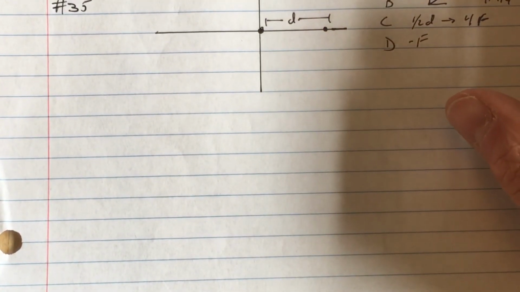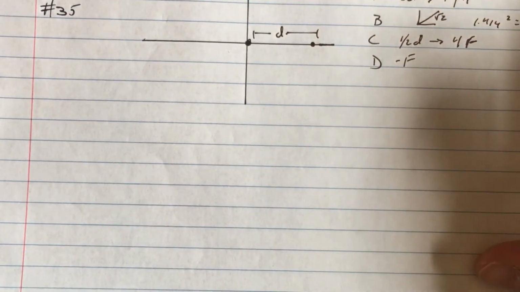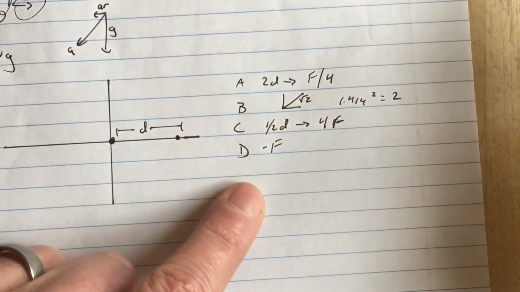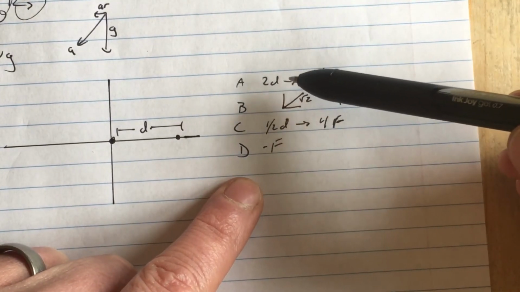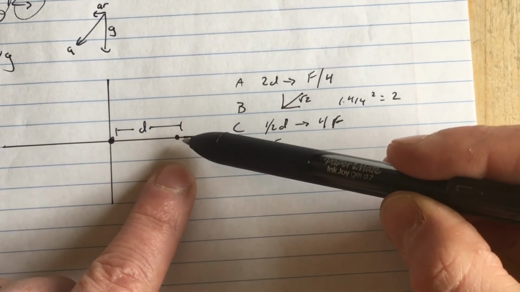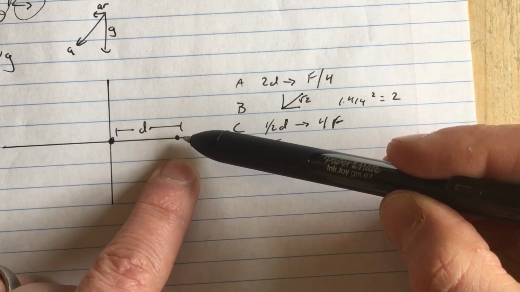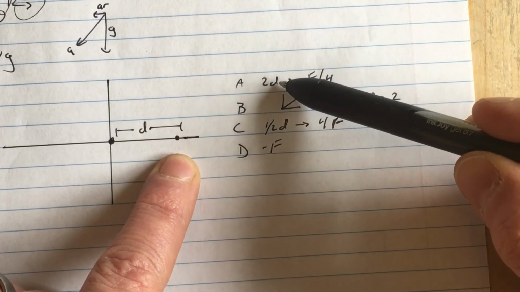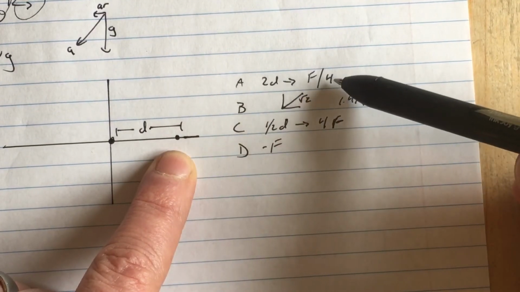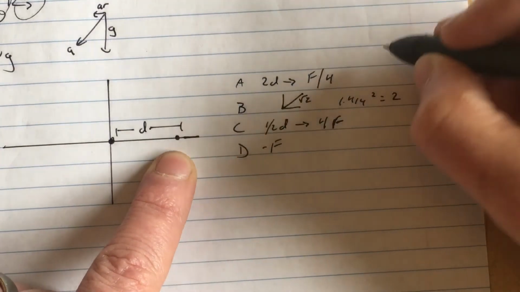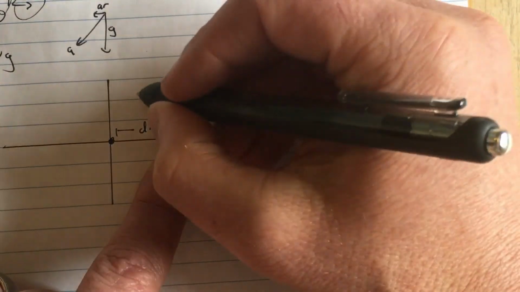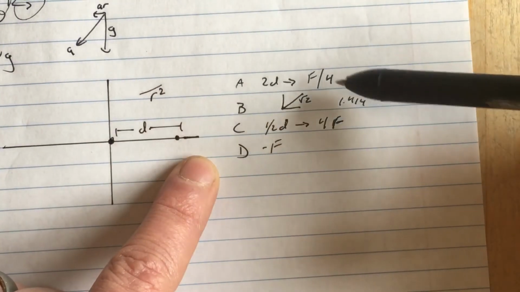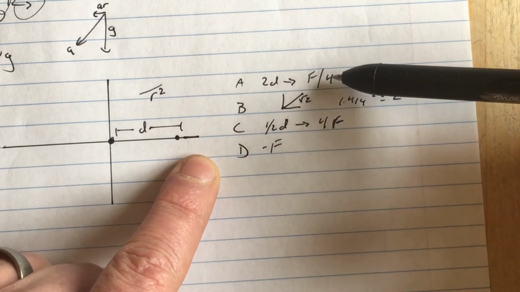Last one is 35. 35 is more of a process of elimination than anything. So A is, you got a big charged sphere in the middle, and you got a distance D, and they want to halve the force. Bringing it twice as far away will get you F over 4, right? Because this whole thing is over R squared when you're doing the forces. So if I double my distance, it's going to be F over 4. That's not what they want. They want F over 2.